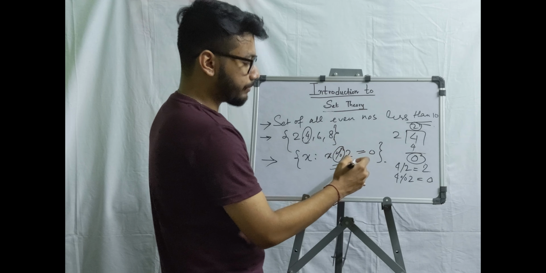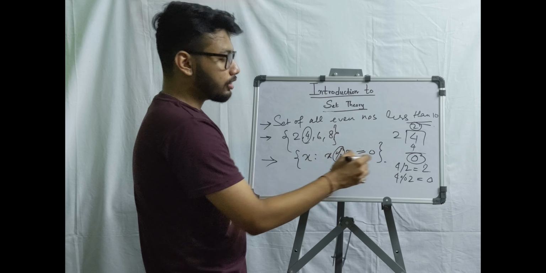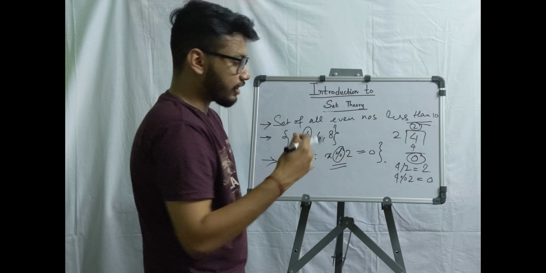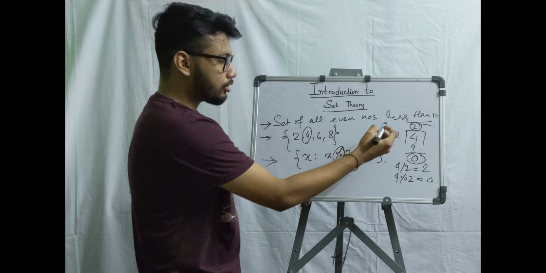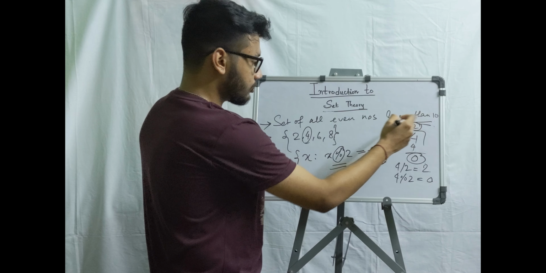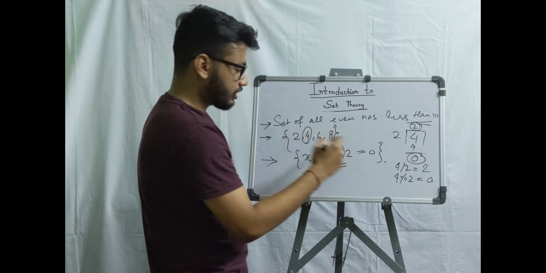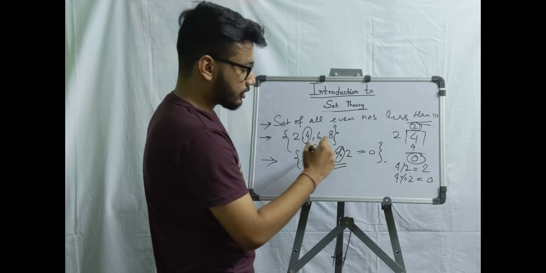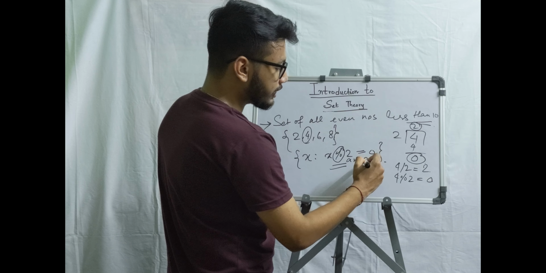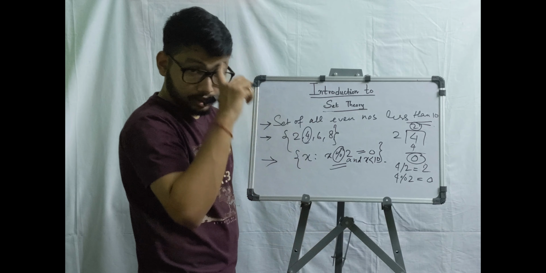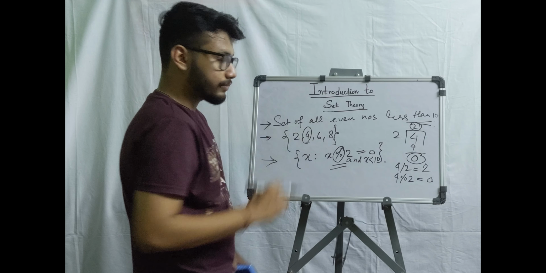So whenever the remainder of a number is 0 when it's divided by 2, it is said to be an even number. The definition of an even number is that it should be divisible by 2. So any number which is less than 10 and divisible by 2 is an even number. So it is x such that x modulo 2 is 0 and x is less than 10. Now we have completed our set builder form of this particular even number set.